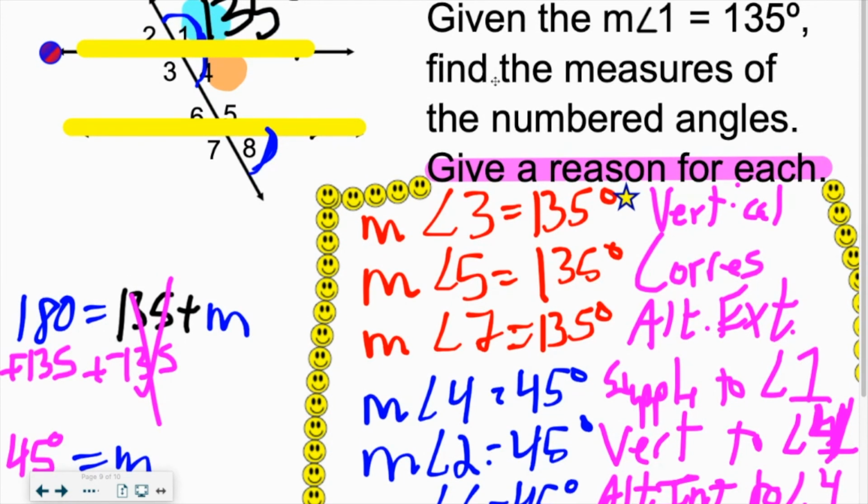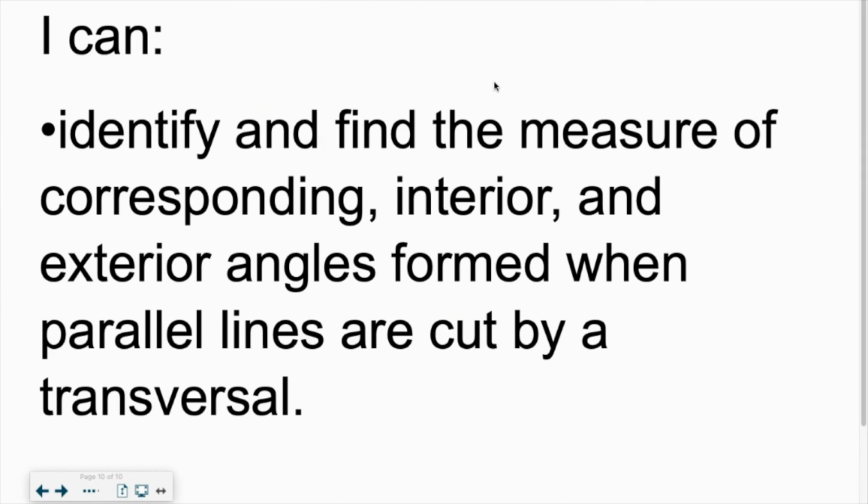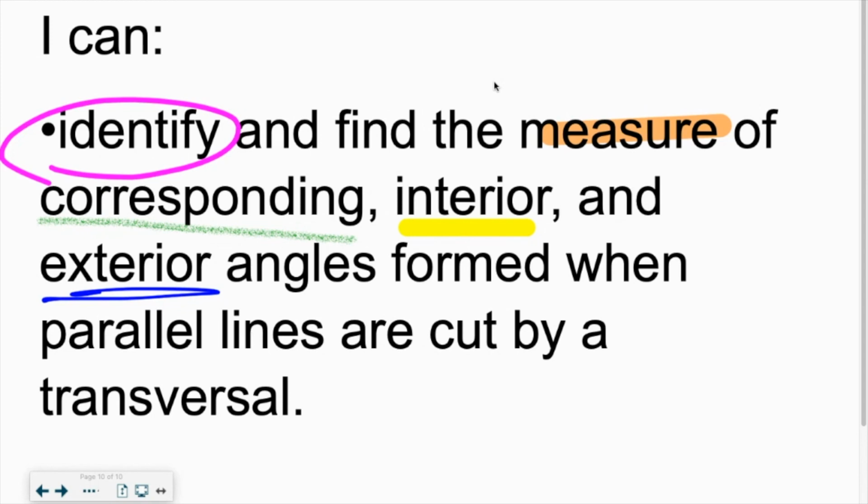When we're done, today our goal is that you just can identify and find the measure of angles. We're going to use a bunch of vocab. We're going to talk about corresponding. We're going to talk about interior. We're going to do exterior angles. We're also going to do vertical angles. All that vocab is going to come back, and we're just going to try to find the measure of angles, and we're going to do some identifying or justifying.